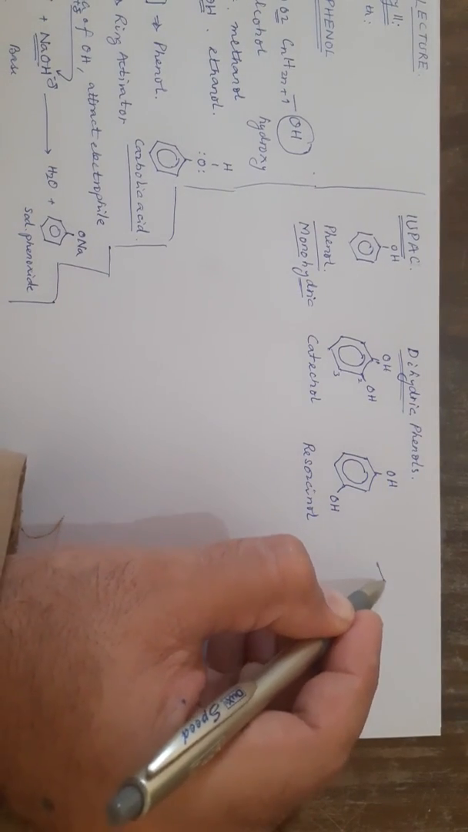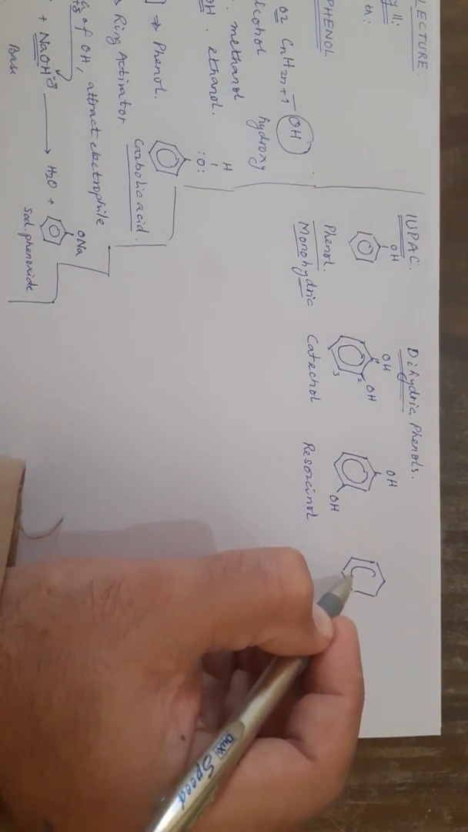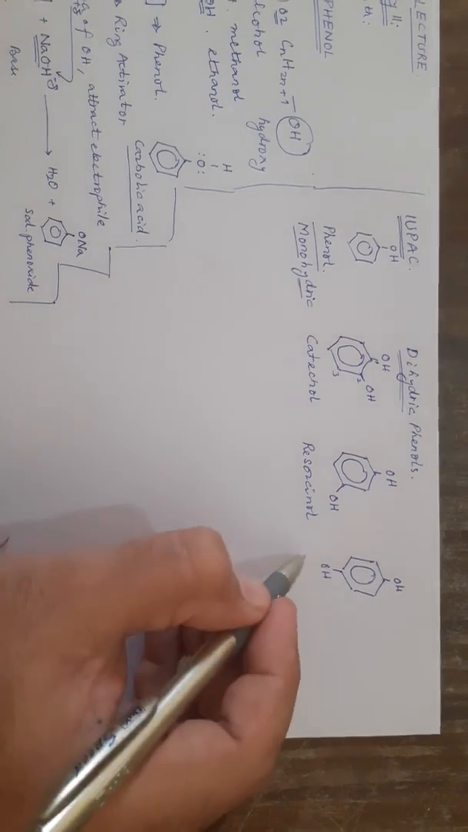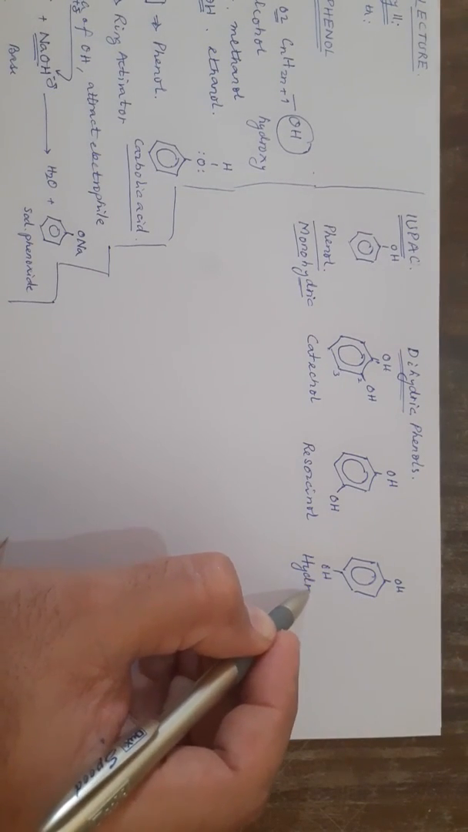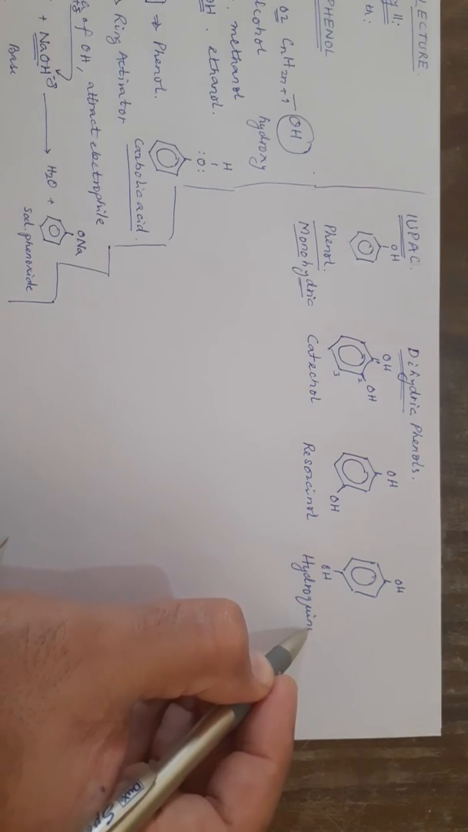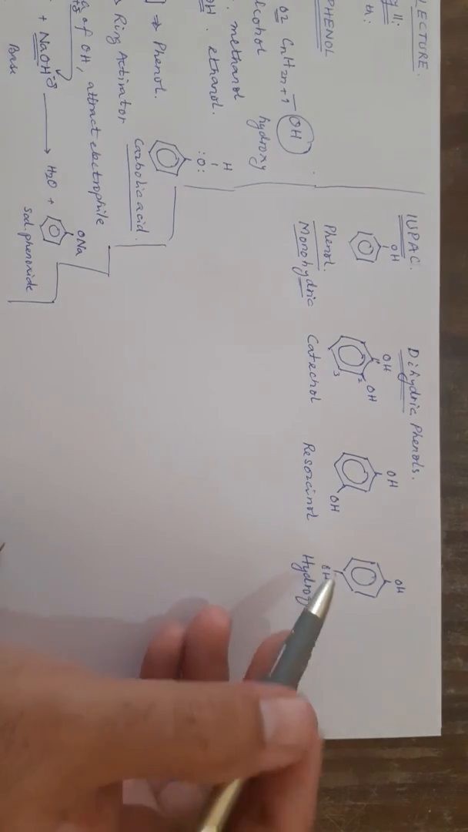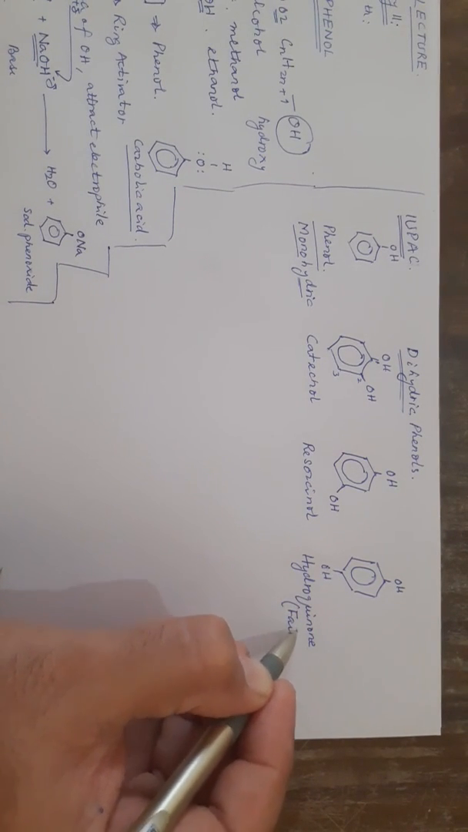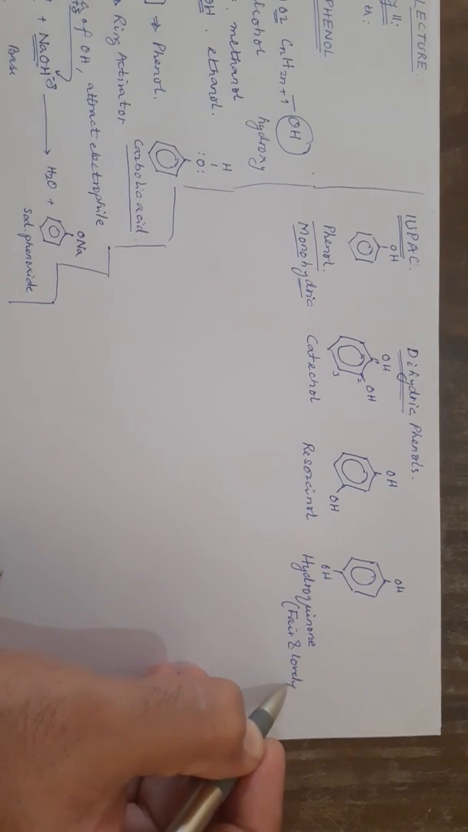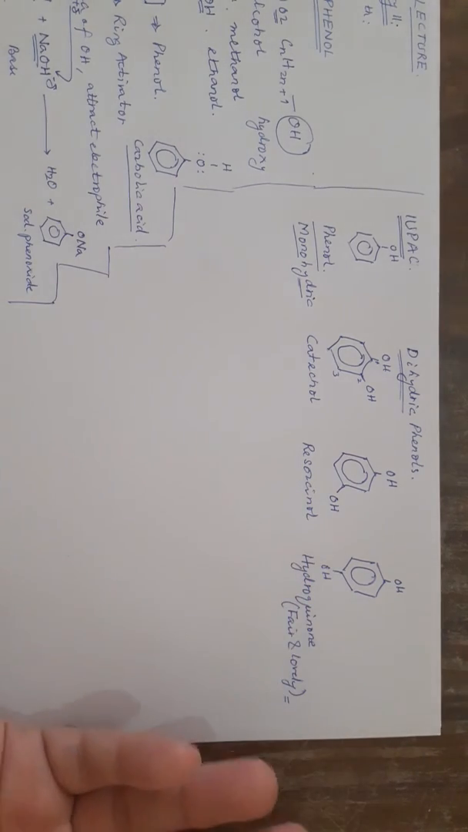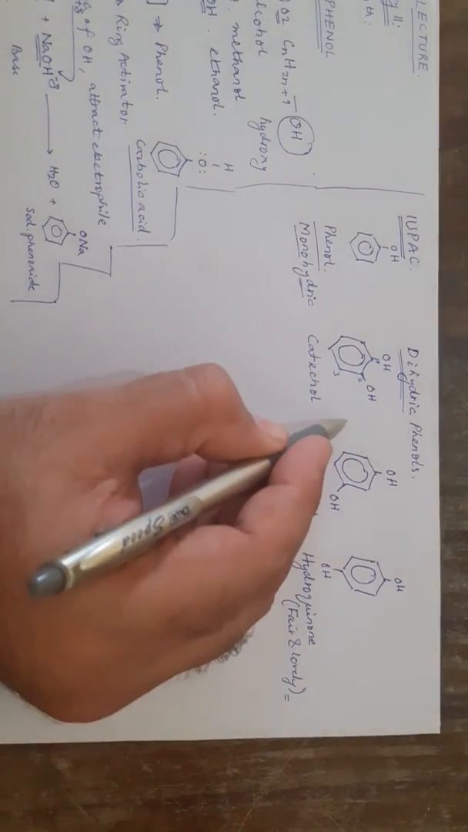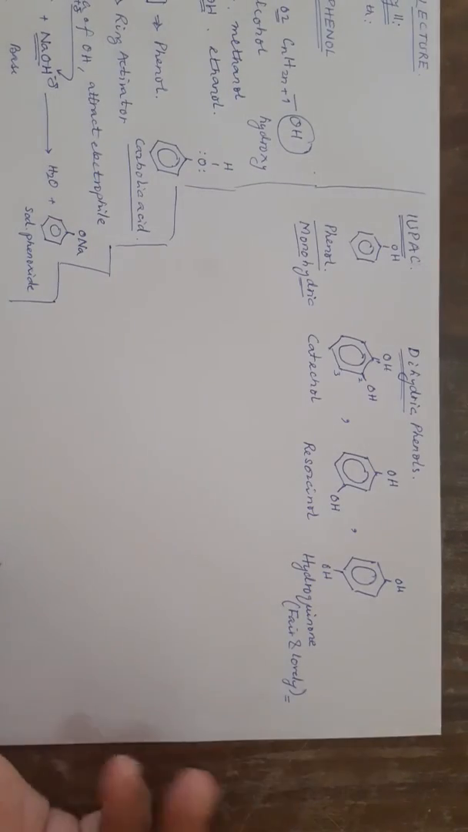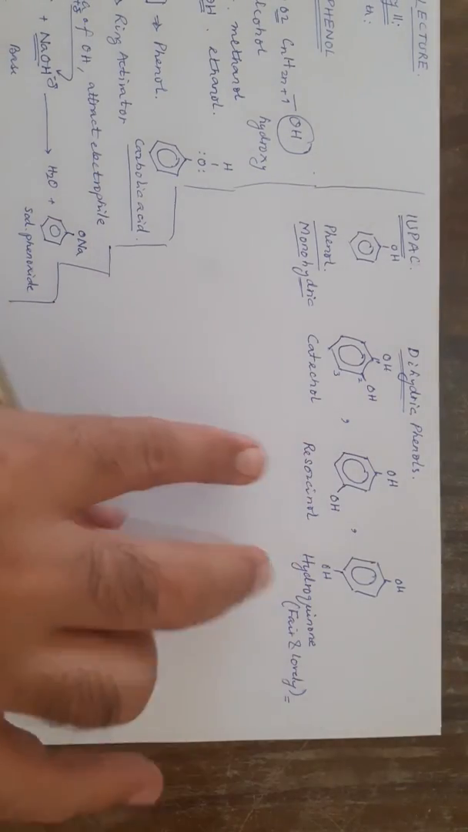The other one, in fact the last one after this, is when the second OH goes to number 4. And this is called hydroquinone. Now, hydroquinone is a compulsory part of Fair and Lovely and most fairness creams. So, as all phenols are important industrially and for consumers, hydroquinone is the one which we use in many fairness creams. These three are the dihydric phenols.